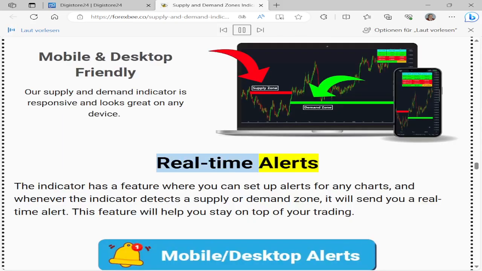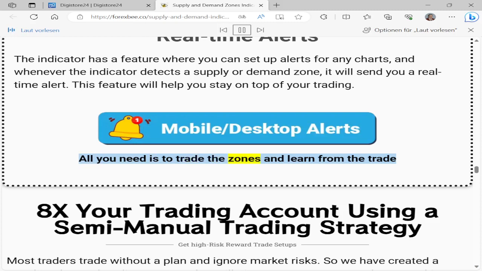Real-time alerts. The indicator has a feature where you can set up alerts for any charts, and whenever the indicator detects a supply or demand zone, it will send you a real-time alert. This feature will help you stay on top of your trading. All you need is to trade the zones and learn from the trade.